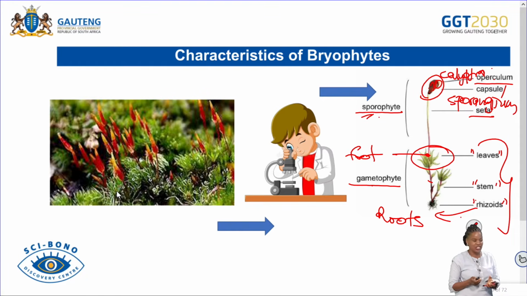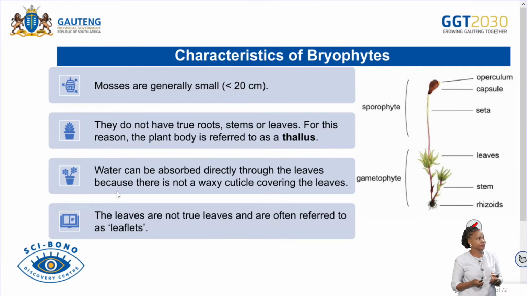So when we look into this picture, this is where we clearly see the two generations. The gametophyte generation, which is made up of leaves. The most visible part will be the leaves there, as well as the second part, which is the sporophyte generation.